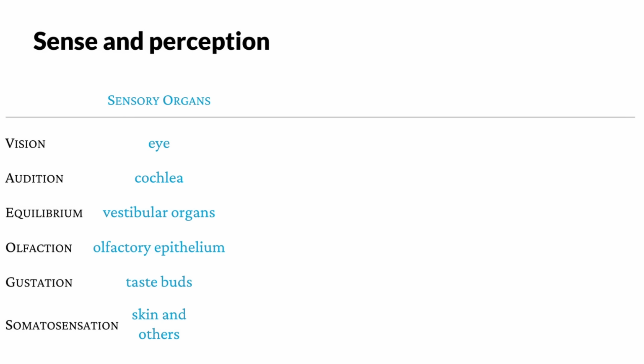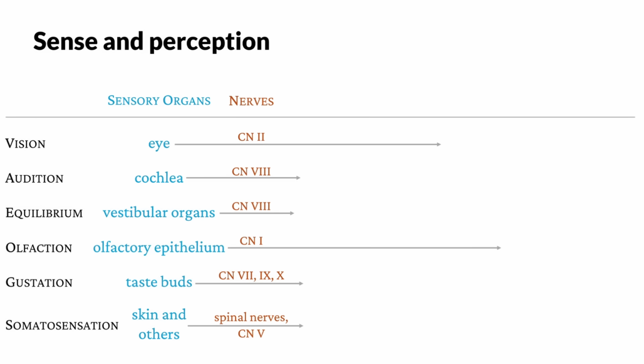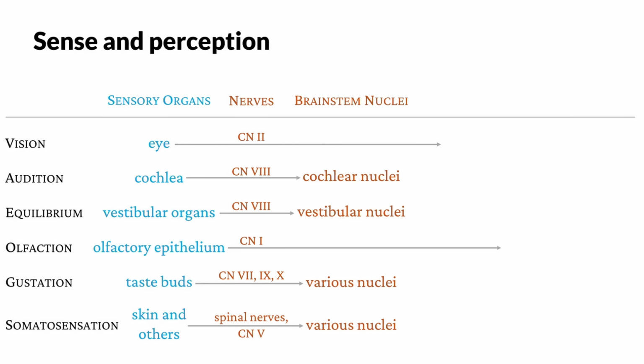Every pathway starts with the sensory organs, for example, the eye, the cochlea, the vestibular organs, etc. And then nerves begin in the sensory organs and lead into the central nervous system. These are usually the cranial nerves, which are abbreviated CN here, or sometimes the spinal nerves, such as in somatosensation. Then most nerves terminate in brainstem nuclei. Those are located inside our brainstem.